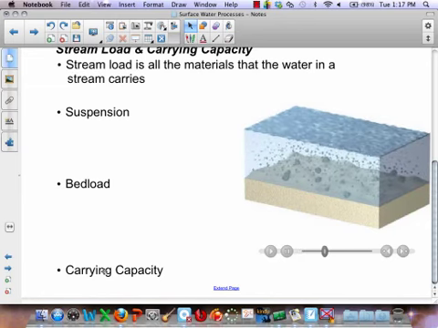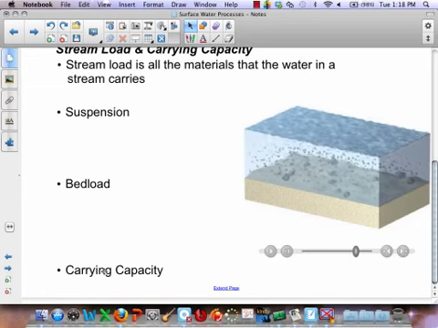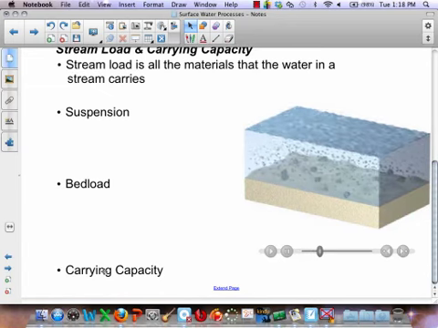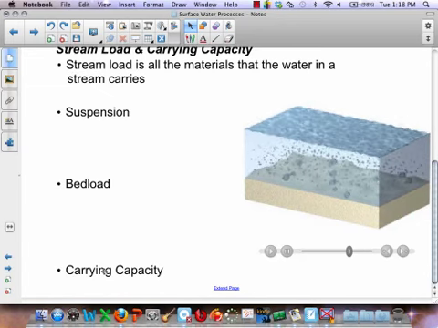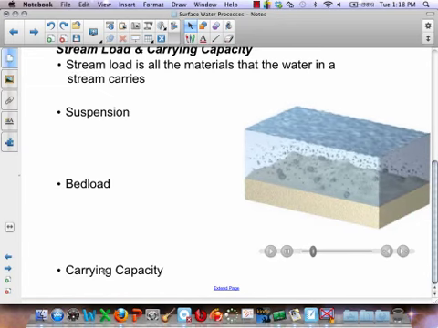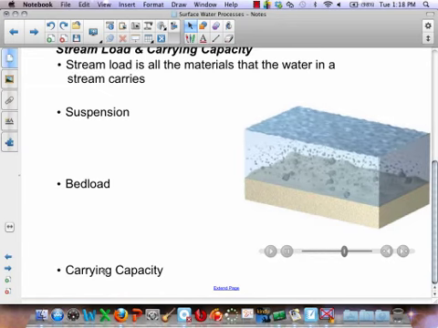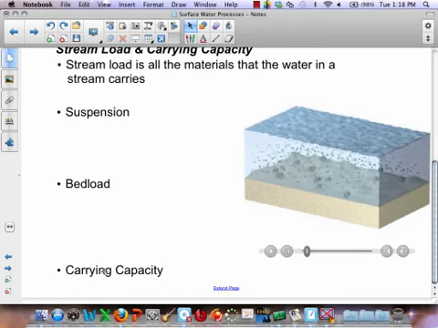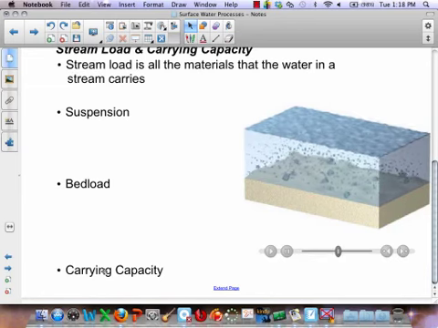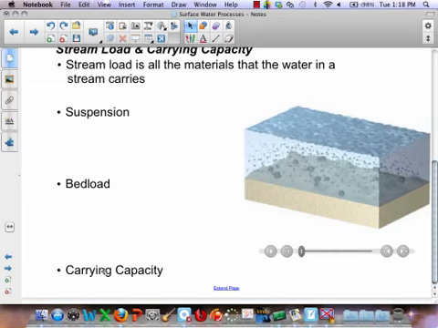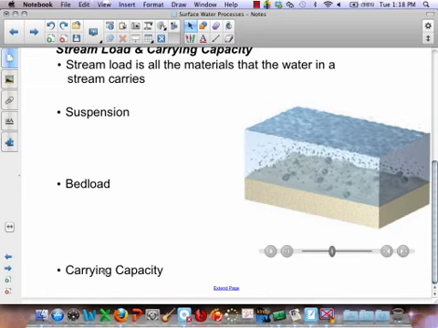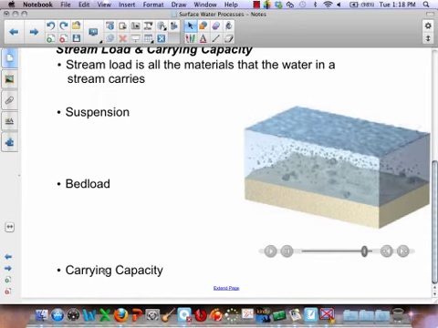And so what will happen is this stuff that's held in suspension, if this river slows down, all these suspended materials will fall out of suspension and start being deposited onto the stream bed. All right, and that pretty much sums up our lesson for today.